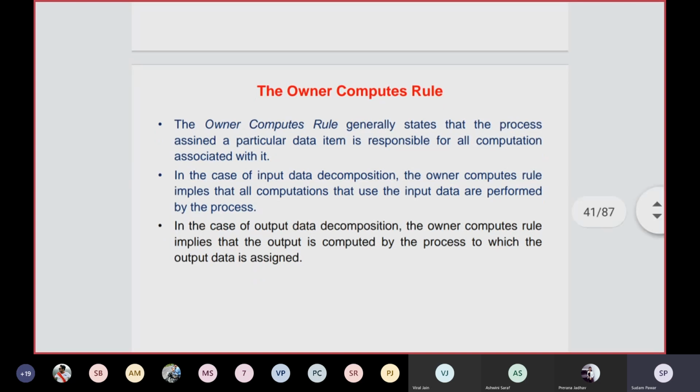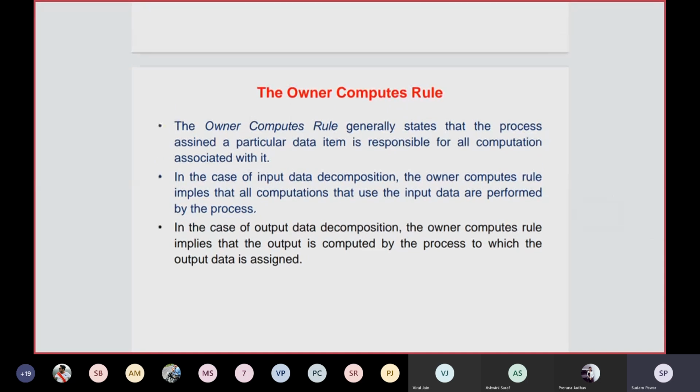Already we have seen two decomposition techniques, recursive decomposition and data decomposition. Two techniques remain: exploratory and speculative decomposition. Data decomposition is the second technique, and it has three subtypes: input data decomposition, output data decomposition, and intermediate data decomposition, or combinations of input and output data decomposition. We have already seen that in the previous lecture.